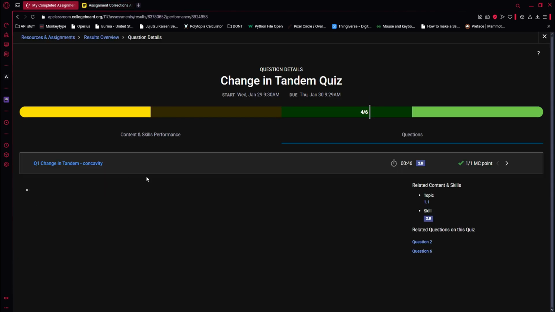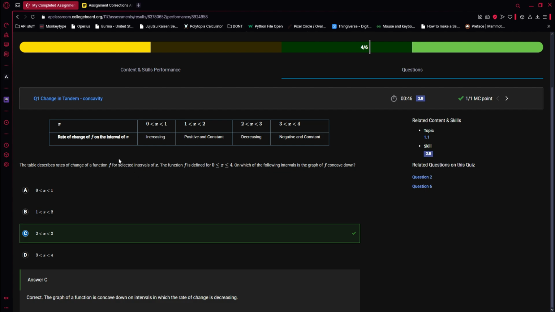So we're going to start on this question here. This is a pretty short question, so we don't need to use RAVE here. The table describes rates of change of a function f for selected intervals of x. The function f is defined for x greater than or equal to 0 and x less than or equal to 4. On which of the following intervals is the graph of f concave down?